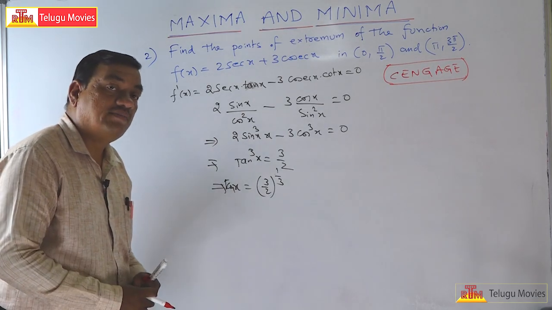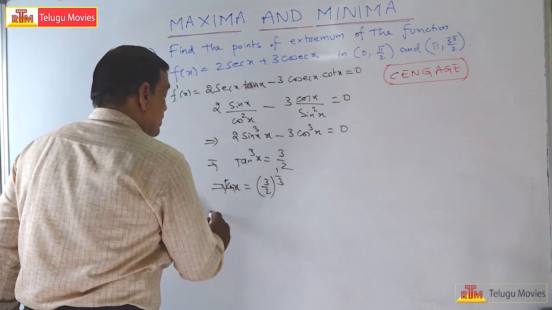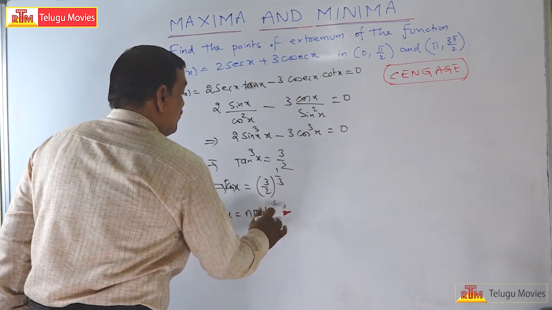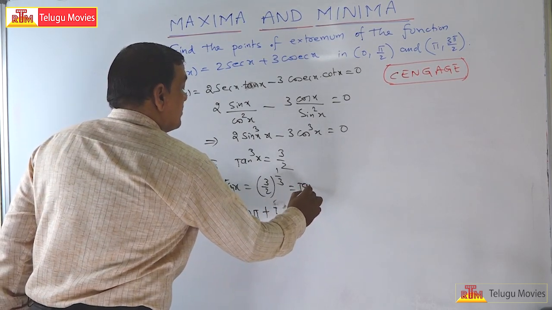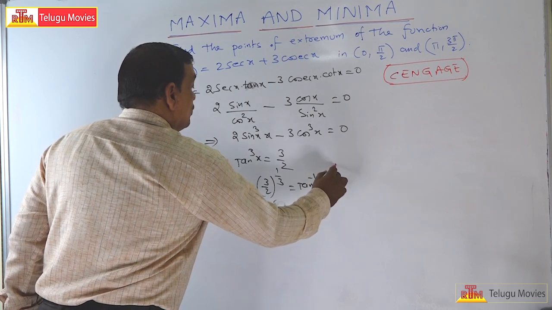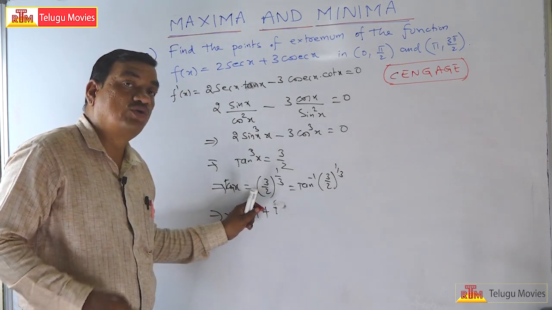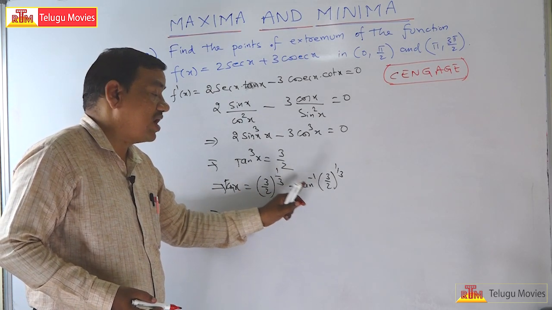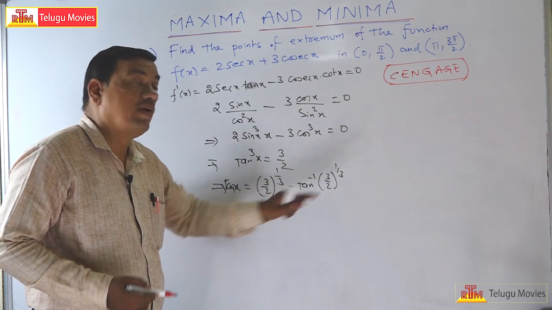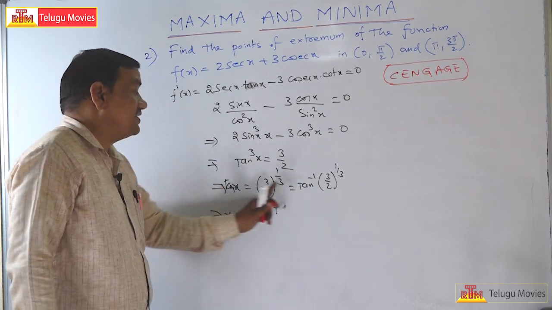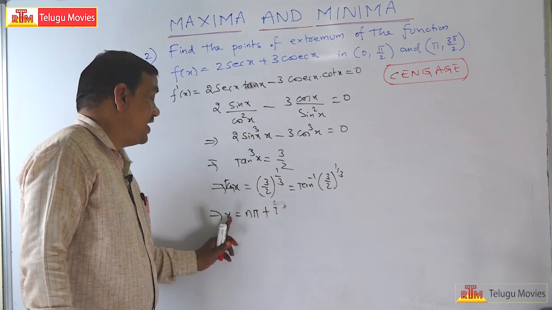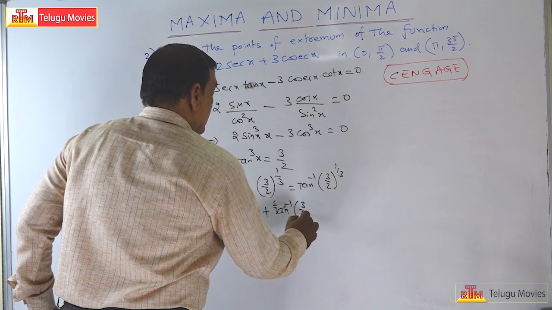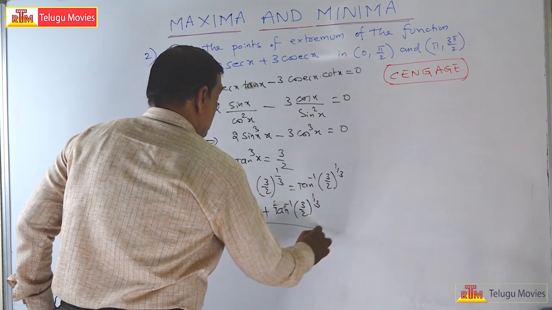Therefore we know from the trigonometric equation, the general solution is x is equal to n pi plus tan inverse of (3 by 2) whole power 1 by 3. So tan x is equal to tan alpha, where tan alpha is equal to (3 by 2) whole power 1 by 3. Therefore x is equal to n pi plus tan inverse of (3 by 2) whole power 1 by 3. So this is the point.